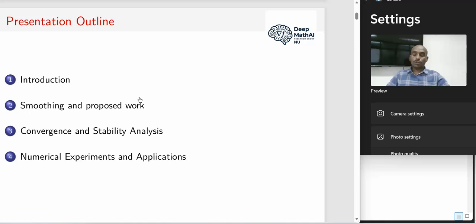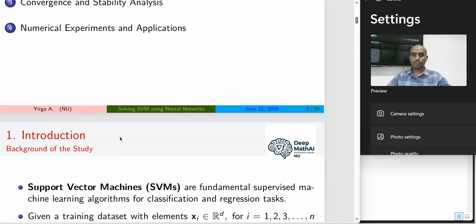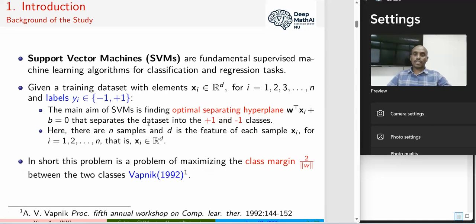This is the outline of my presentation. It consists of the introduction, smoothing functions and the proposed model, the convergence and the stability analysis of the method, and finally I will talk on the numerical experiments and applications of the proposed model.